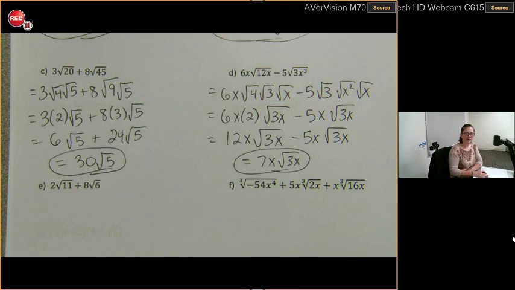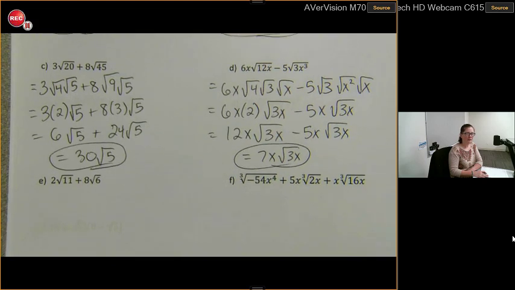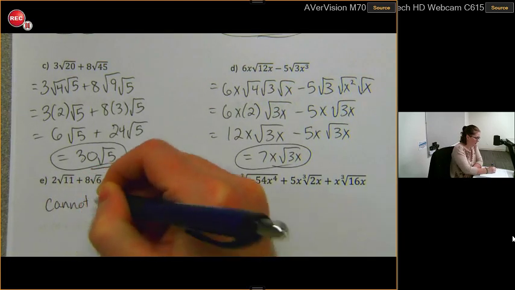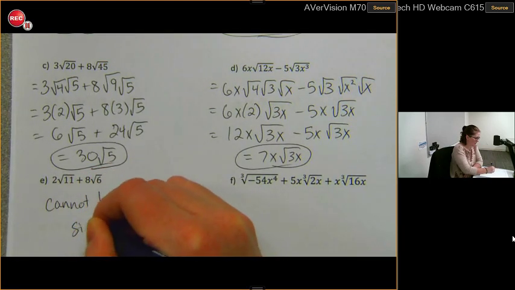Part E does not have like radicals. 2 square root of 11 plus 8 square root of 6. Not only do they not have like radicals, but the radicals don't simplify. So this one, we just simply say it cannot be simplified.